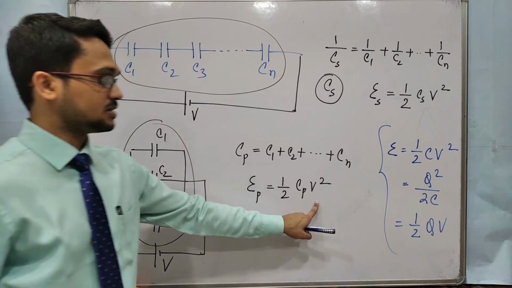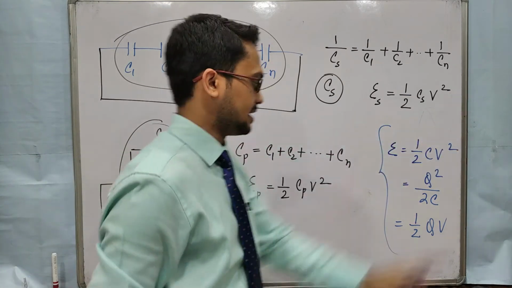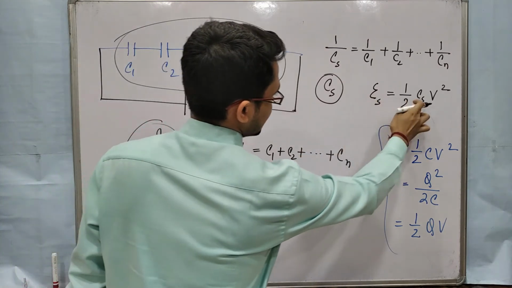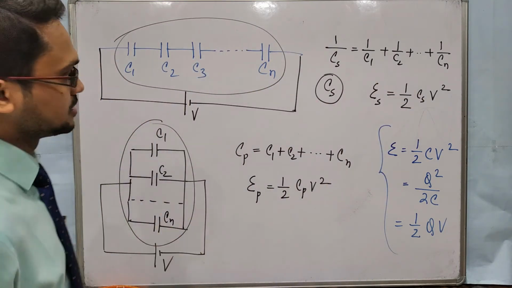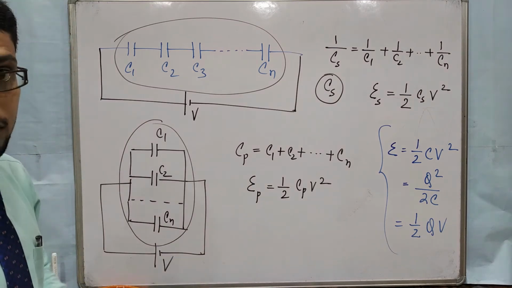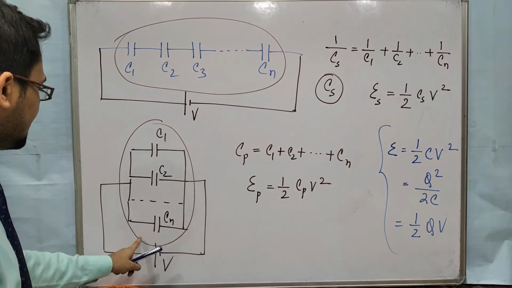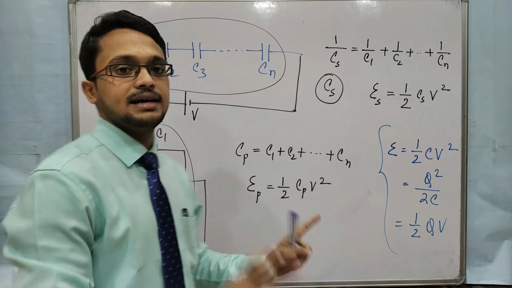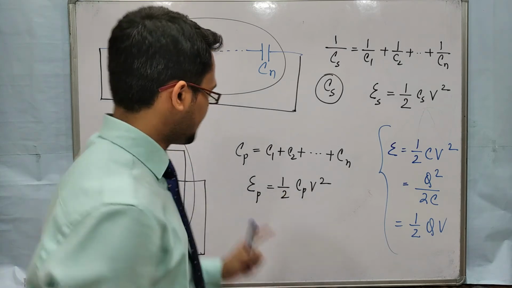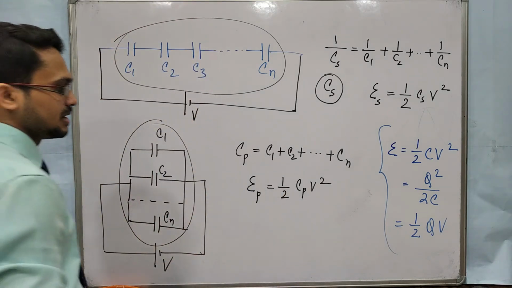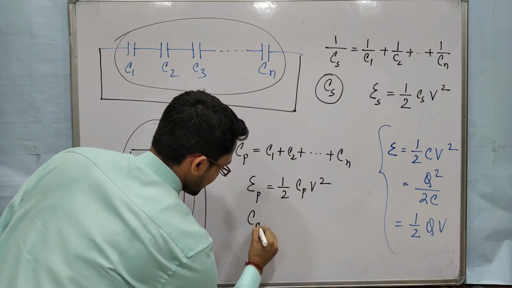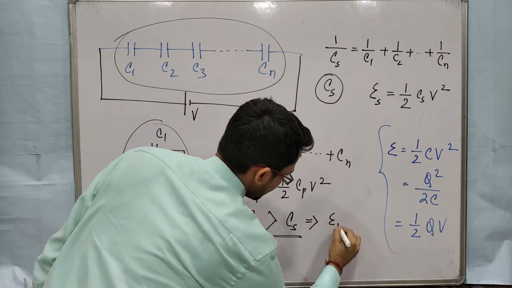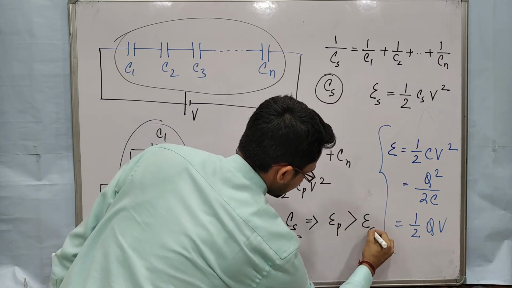So here half CP V square, here half CS V square. V is common, so forget about V. Now energy E is directly proportional to the equivalent capacitance. In which circuit will you get more equivalent capacitance? You all know that in a parallel combination you will get the maximum equivalent capacitance. So CP is always greater than CS, which means EP will be greater than ES.